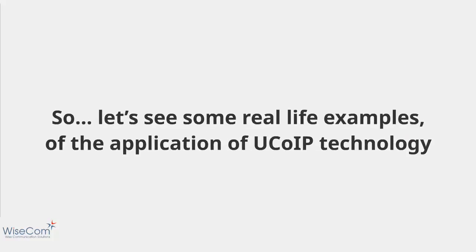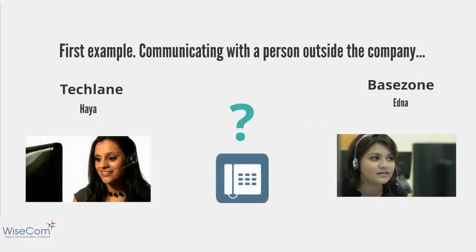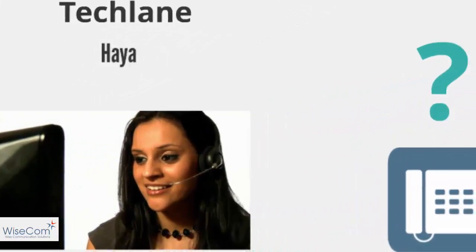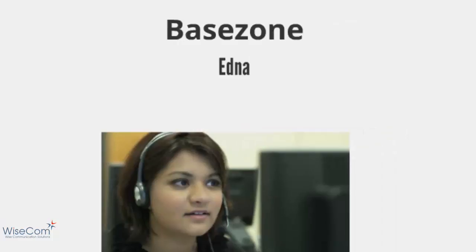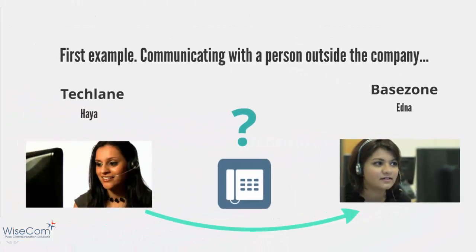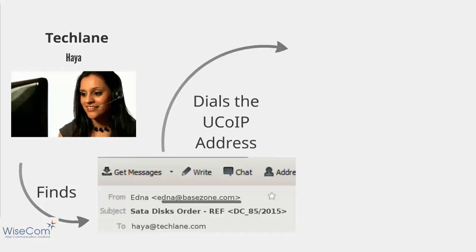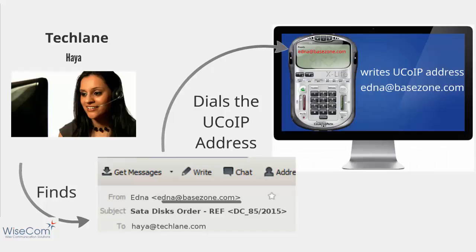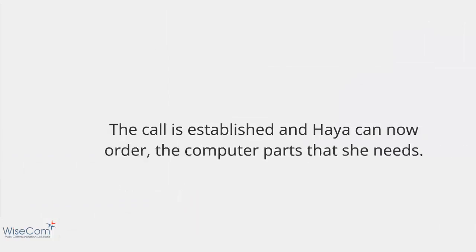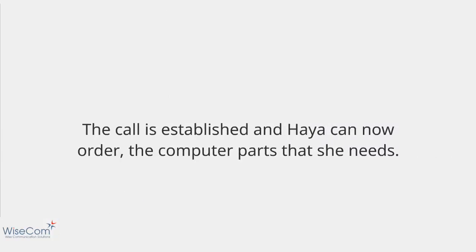So, let's see some real-life examples of the application of UcoIP technology. First example. Communicating with a person outside the company. Hire, a secretary from the TechLane company, wishes to contact Edna, the secretary from Bayston. She wants to order some computer parts, but she doesn't know Edna's direct phone number. In the past, she has received an email from Edna about a specific order, so she searches for Edna's email and finds it. Because both TechLane and Bayston companies have a UcoIP system in place, Hire goes to her softphone and dials Edna's UcoIP address. The call is established and Hire can now order the computer parts she needs.